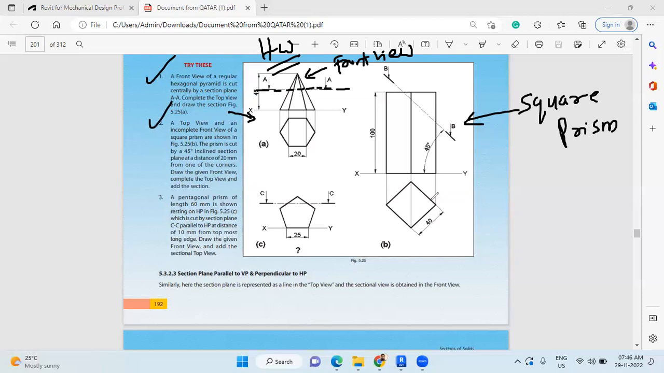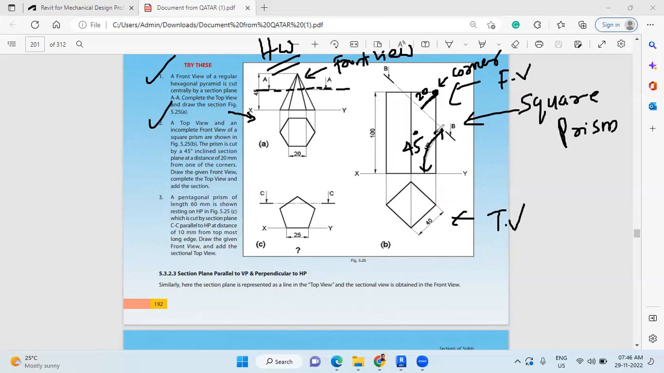So this is my top view and this is my front view, and the cutting plane inclination is 45 degrees. One more condition is there. What was that condition? The cutting plane is 20 millimeters from a corner. Corner means this point, right? So this is my corner, and this distance is 20 mm.